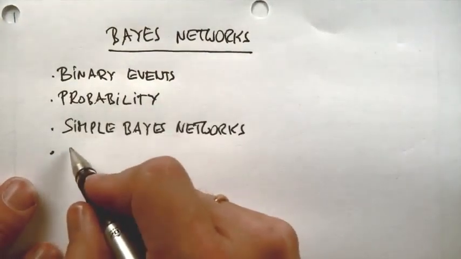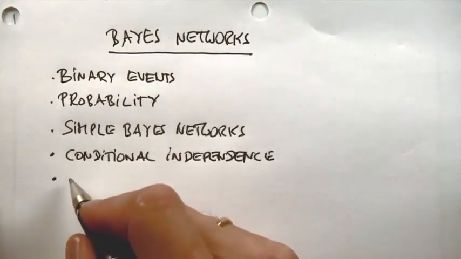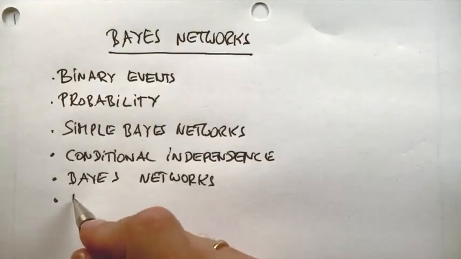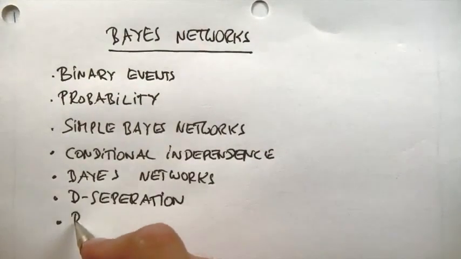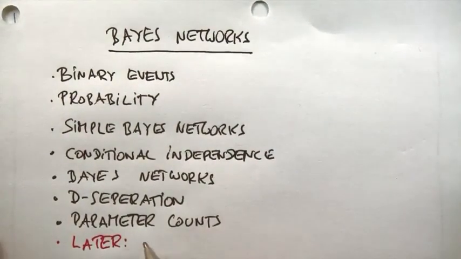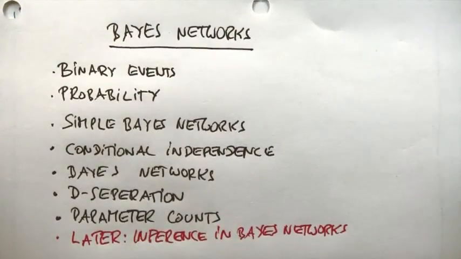We talk about concepts like conditional independence, and then define Bayes networks more generally, move into concepts like d-separation, and start doing parameter counts. Later on, Peter will tell you about inference in Bayes networks, so we won't do this in this class. I can't overemphasize how important this class is.